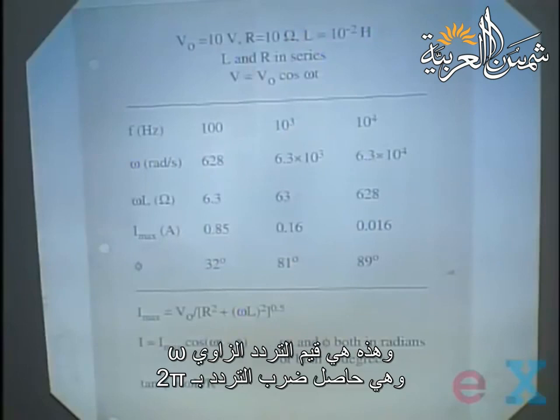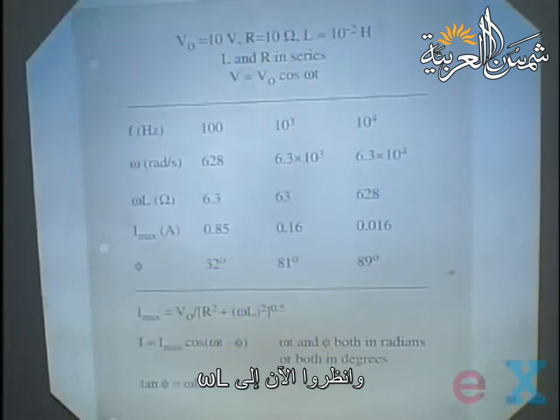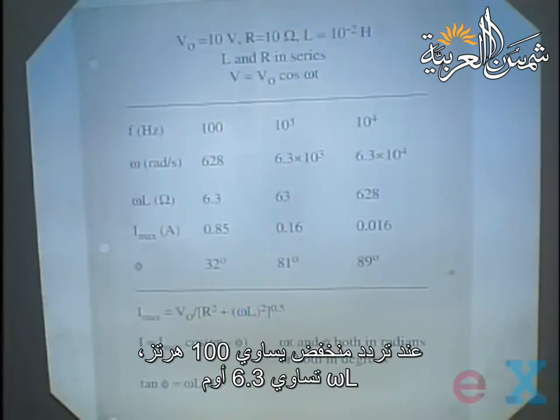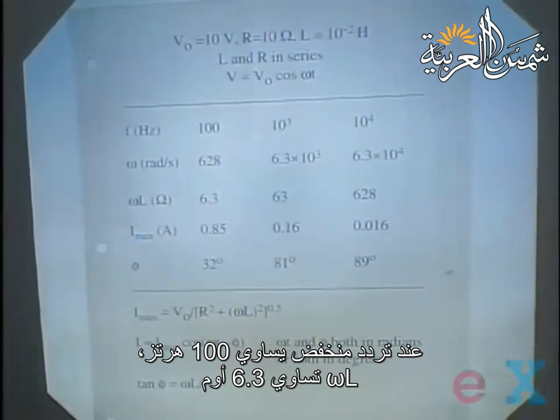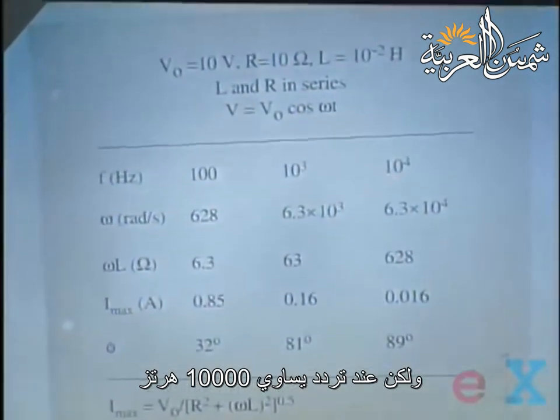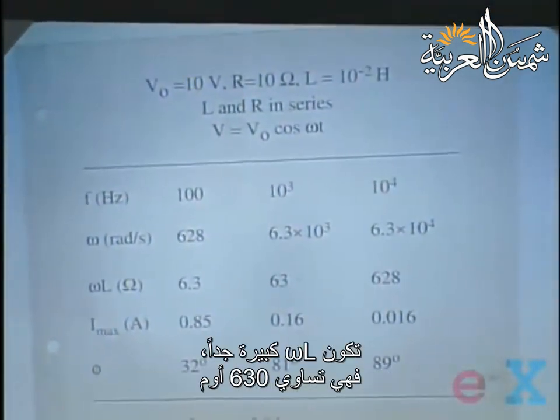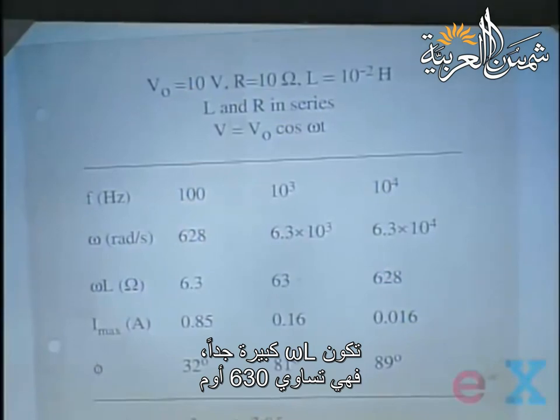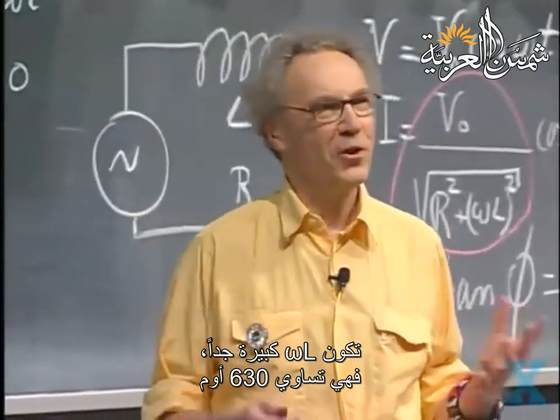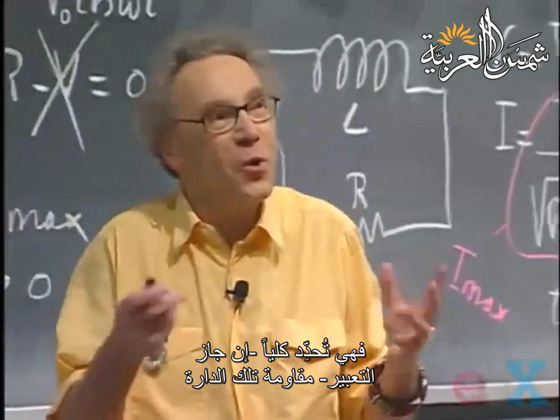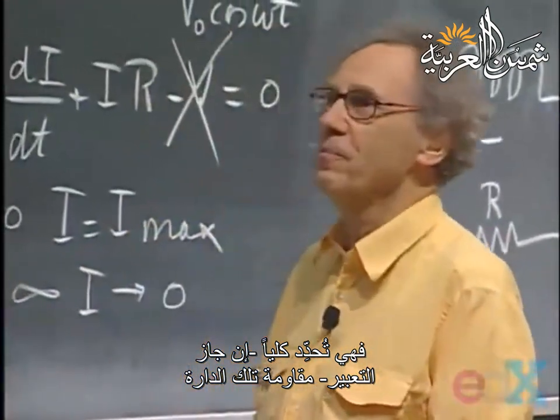Here you see three frequencies, 100 hertz, 1000, and 10,000 hertz. And here you see the values for omega. You have to multiply hertz with 2 pi. And look now at omega L. At low frequency, 100 hertz, omega L is 6.3 ohms. Compare that with the 10 ohms, they'd be comparable. But now look, for instance, at 10,000 hertz, the omega L is huge, 630 ohms. So it entirely determines, so to speak, the resistance of that circuit.